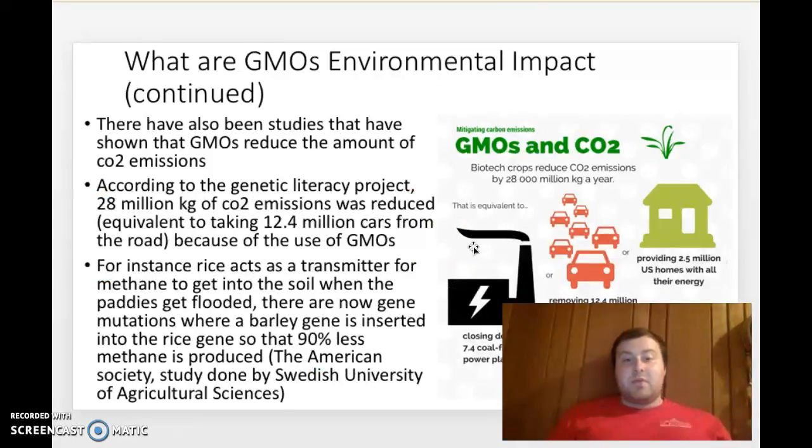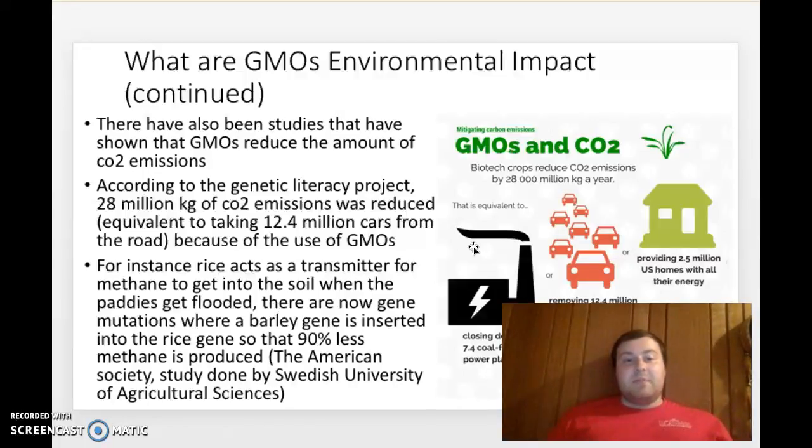Another side of the argument, though, is that GMOs have had a positive environmental impact by reducing the amount of CO2 emissions. According to the Genetic Literacy Project, 28 million kilograms of CO2 emissions were reduced, which is the equivalent of taking 12.4 million cars off the road or powering 2.5 million US homes with all their energy. So this is a lot of CO2 emissions that were decreased because of the use of GMO crops.